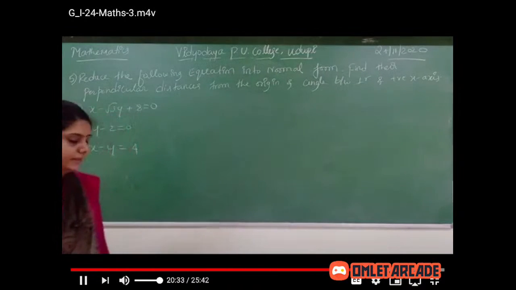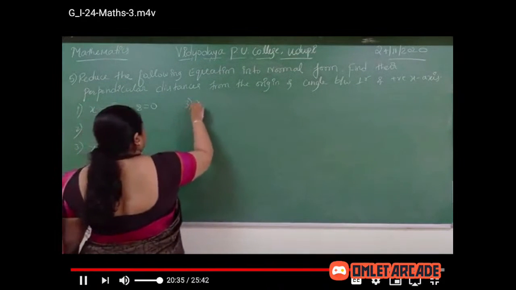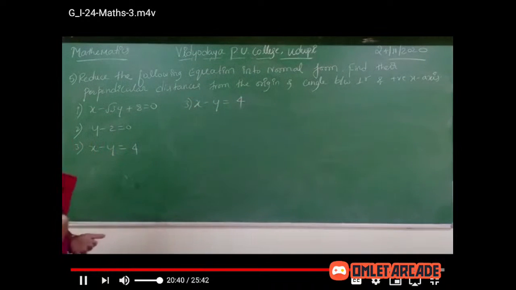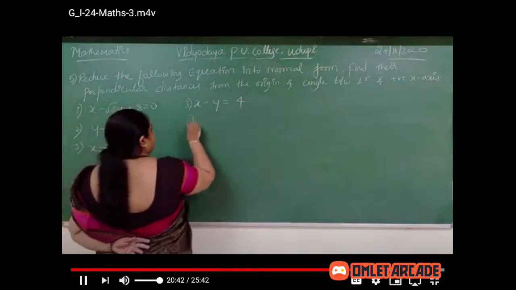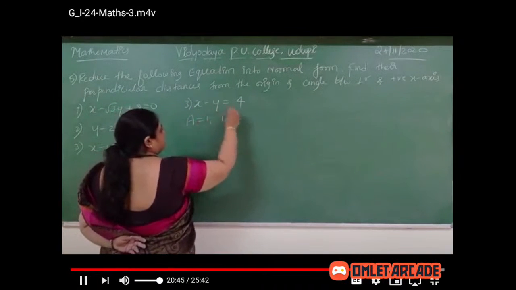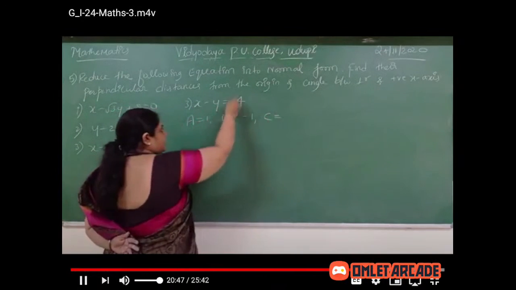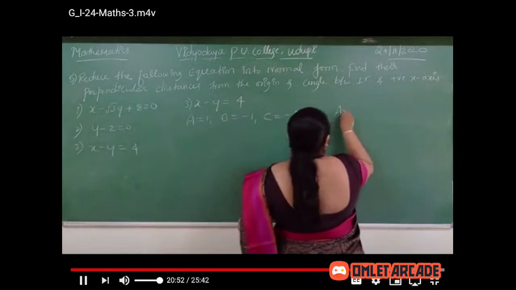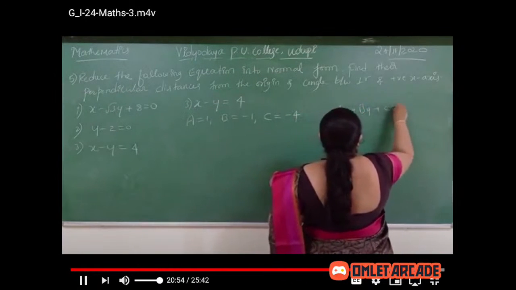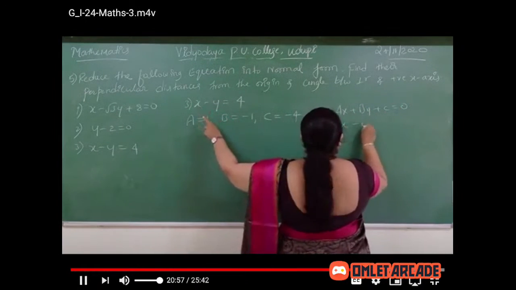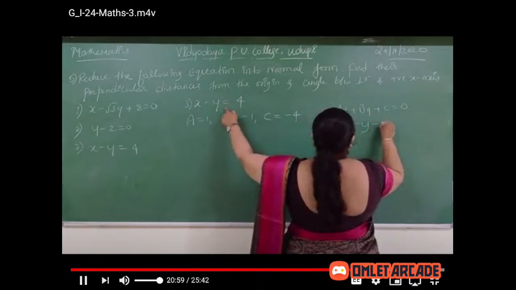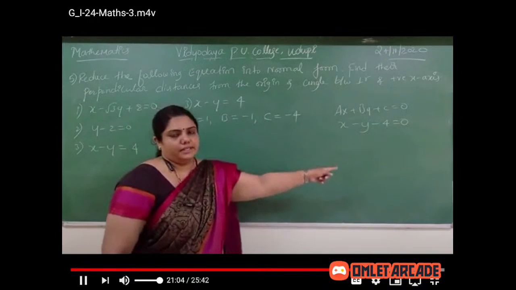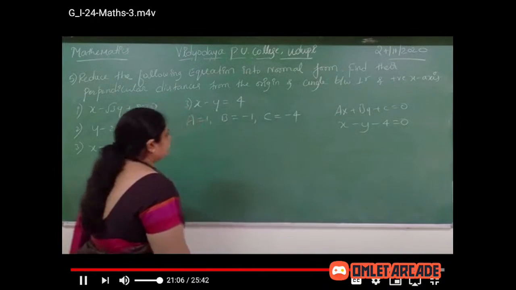Third one is x minus y is equal to 4. Again, let me try to convert this into normal form. So A is 1 here, B is minus 1 and C is minus 4. Am I right? I have to compare this with the general form. So x minus y, then shift this to the left hand side, minus 4 is equal to 0. So A is 1, B is minus 1, C is minus 4. Did you get this? Why C is minus 4 here.